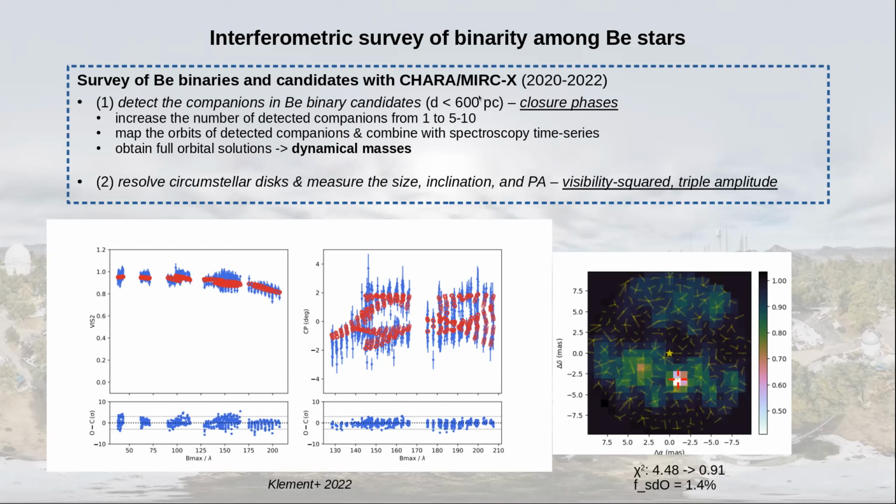And so we can detect the companions using closure phases mostly, but as a byproduct, in fact, we also obtain information on the circumstellar disk. And if it is resolved, we can measure its size, inclination, and position angle. This was the first detection I obtained here. So here the disk is barely resolved, but we can see a signal in closure phase of about 2-3 degrees, which is a strong signature of a binary here, which is separated by about 2 milliarcseconds and contributes about 1.4% in the H band. And this is the star which was detected.